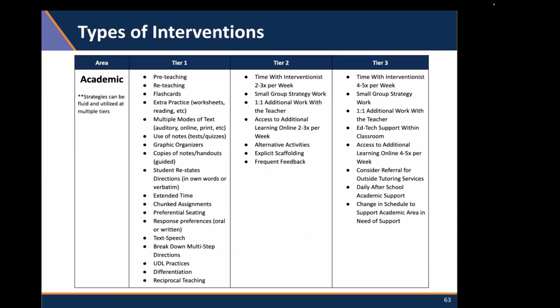Some types of interventions here, these again are just general examples of academic interventions. This is interesting. Marissa and I looked at this, and I meant to update it. I wanted to take flashcards off of tier one, specifically when it comes to math, the skill and drill. Flashcards can be helpful, but these are just to make sure you understand this. Anything that's done in tier one can be done in tier two. And then anything from tier one and tier two can also be done in tier three. So it's kind of like a building block. And these are, again, just some examples.